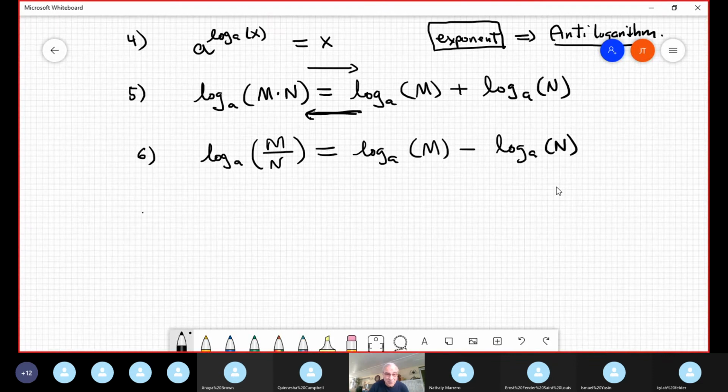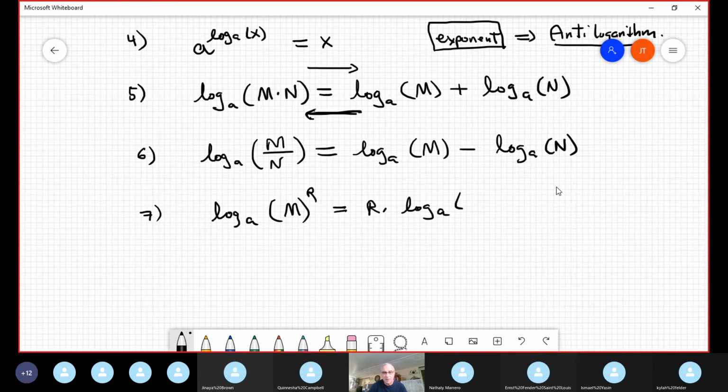And number 7 is super important in my opinion. It is when you have logarithm base a of the expression I want to call m, and the exponent is r. This property allows this exponent to go to the front as a factor, like that: r times log base a of m. It's like magic, because this exponent goes to the front like a factor.